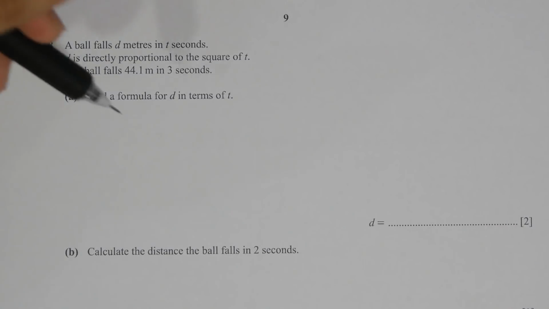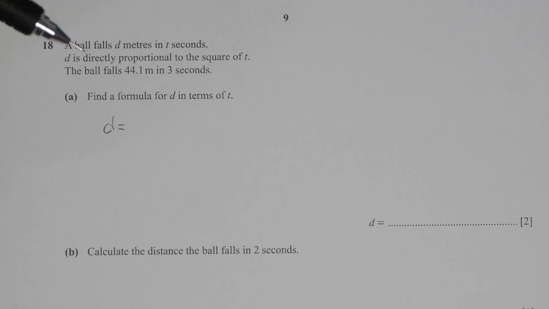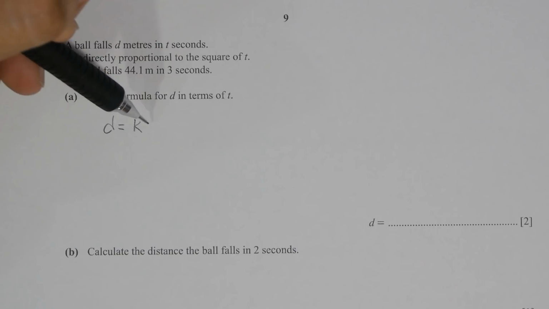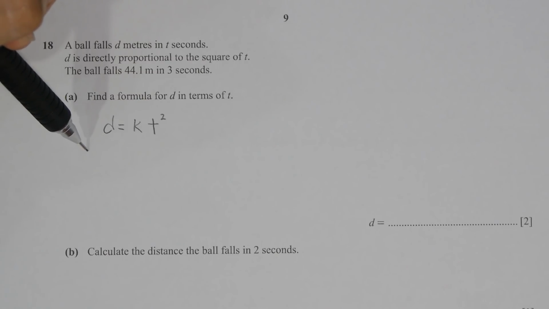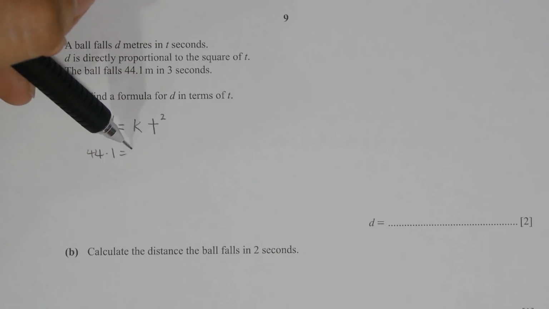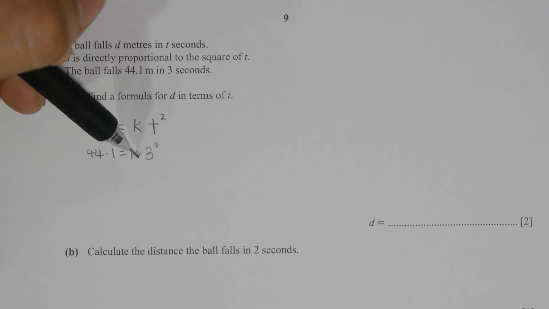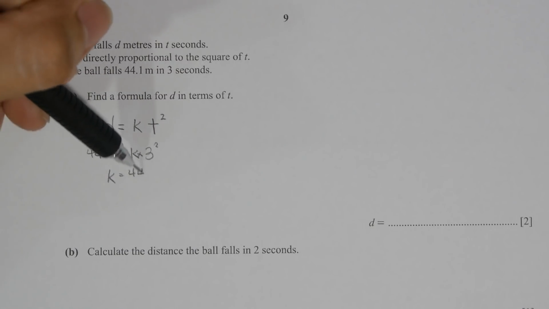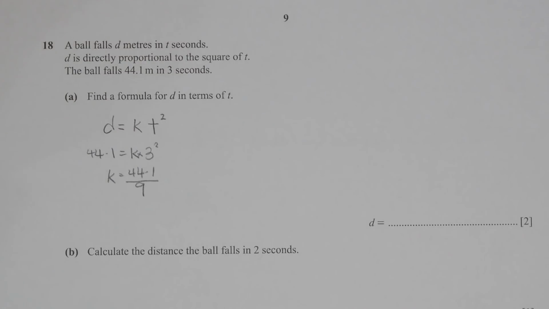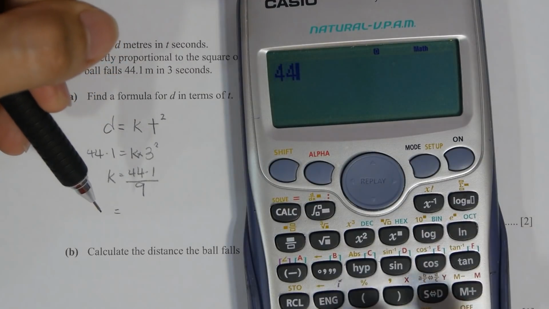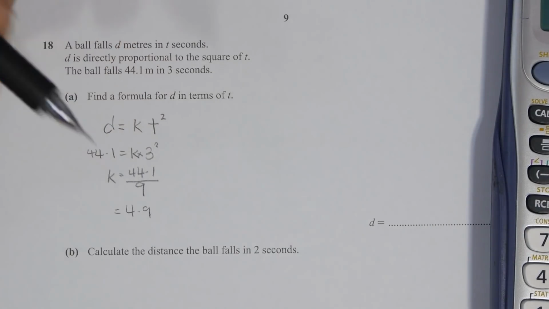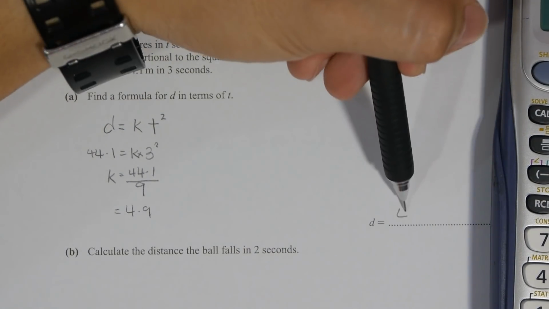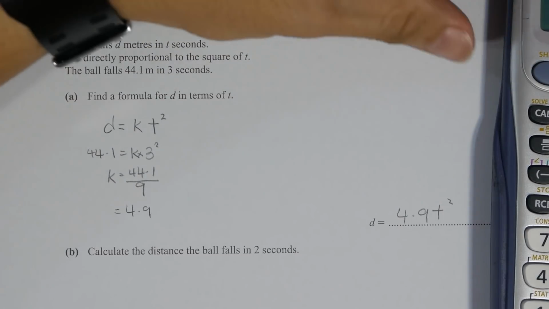So for question 18 part A, this one is directly proportional. The formula goes by y equals kx. However, in our case, it is changed into d equals kt squared. After you substitute the values in, you will find k's value as 4.9. So the formula will go by d equals 4.9t squared.